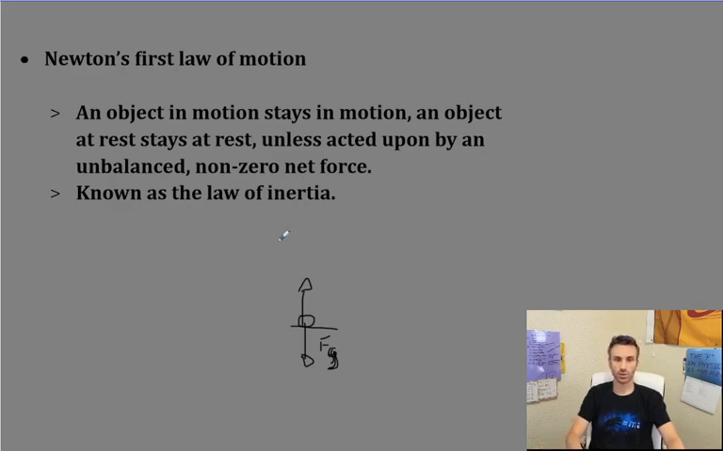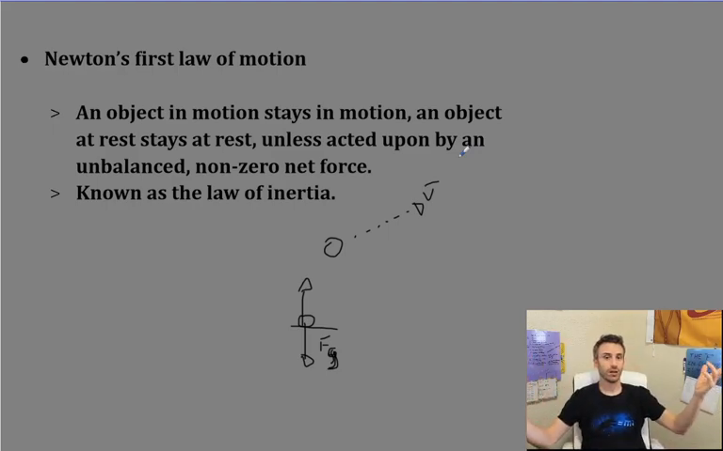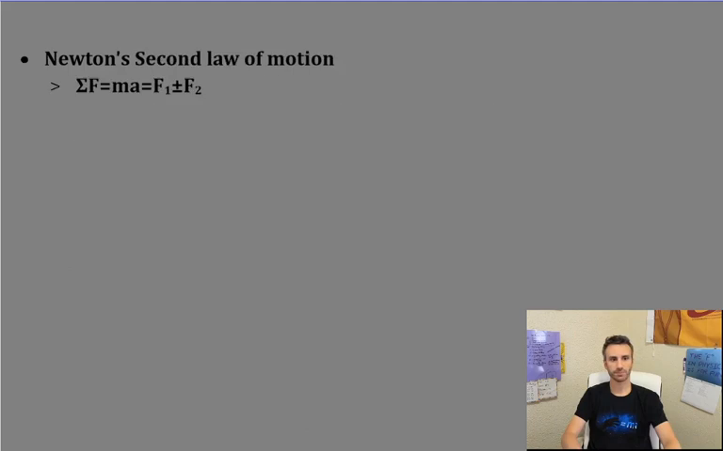So what if you have an object that is in deep space, nothing else around, and it is moving in this direction with a constant velocity? And I'll put a little bar over it to mean that that velocity is in fact an average constant velocity. It will continue to move in that direction forever unless there's some sort of unbalanced force to pull it off of that motion. So object at rest stays at rest, object in motion stays in motion unless acted upon by an unbalanced non-zero net force.